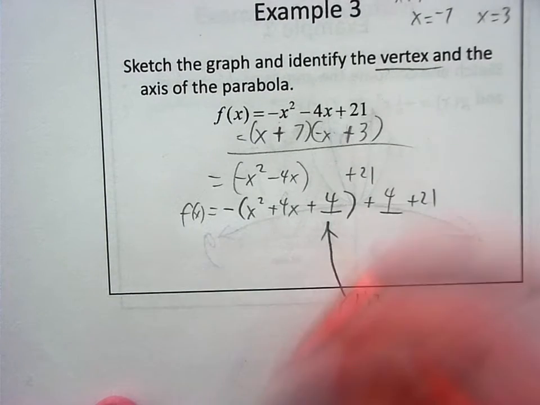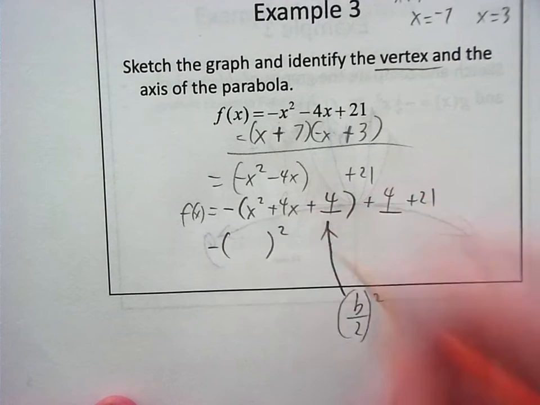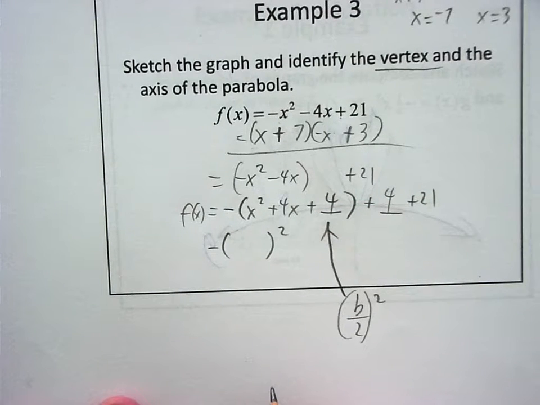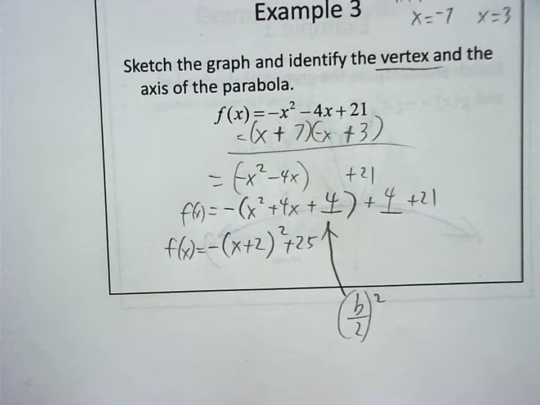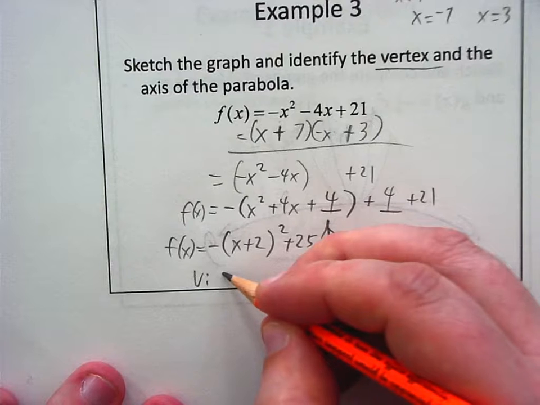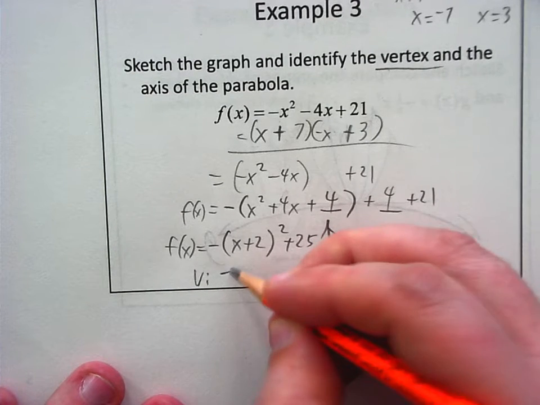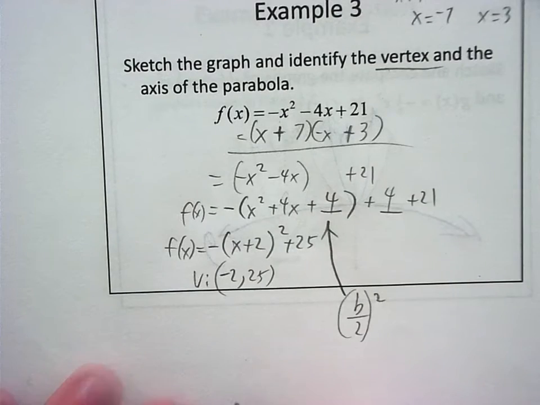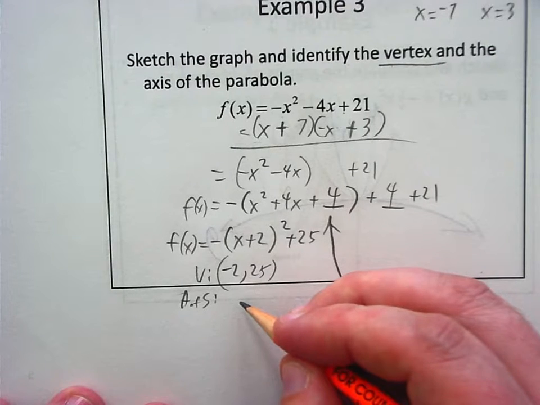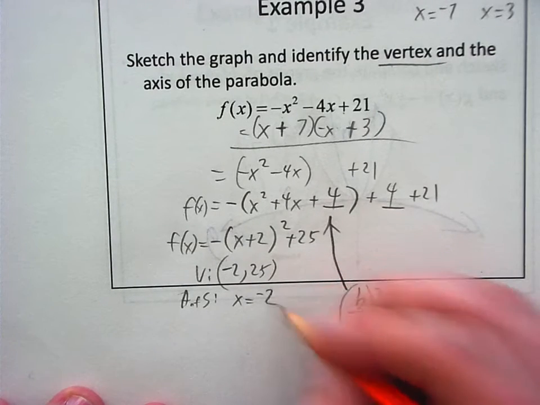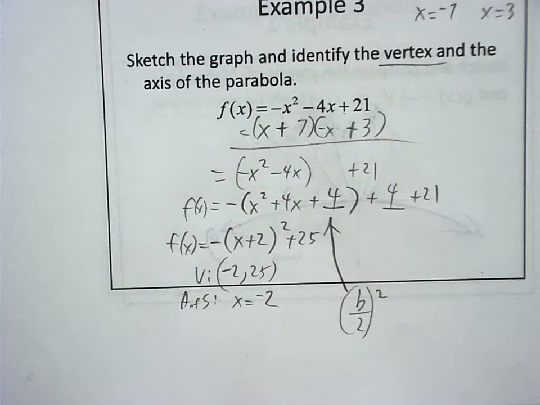So then that allows me to manipulate this a little bit. I have a negative out there. I'm going to rewrite this as what in parentheses? X plus 2. And then plus 25 on the outside. And this gives you down to that vertex form. So what's the vertex? Careful. Negative 2, 25. Okay? What would the axis of symmetry be? X equals negative 2. If you just write negative 2, I'm counting it wrong, because it's actually describing a line.